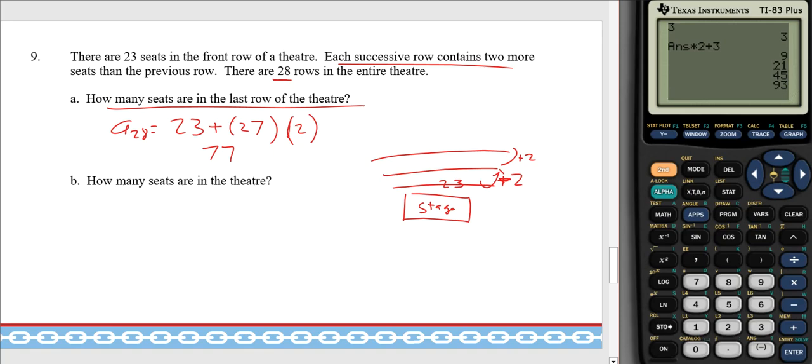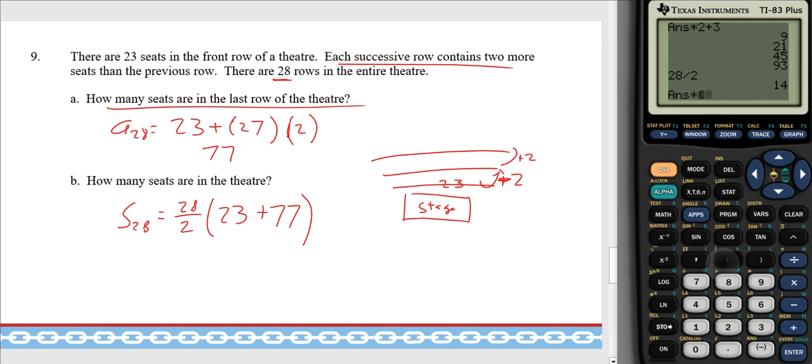And then question B asks us how many seats then are in the theater. So that would be the sum of the first 28 rows, right? So I'm going to take my n over 2 times first term of 23, last term of 77. Okay, and then I can do that in the calculator. 28 over 2 is 14, and then multiply that times 23 plus 77 for an answer of 1,400 seats in our theater.